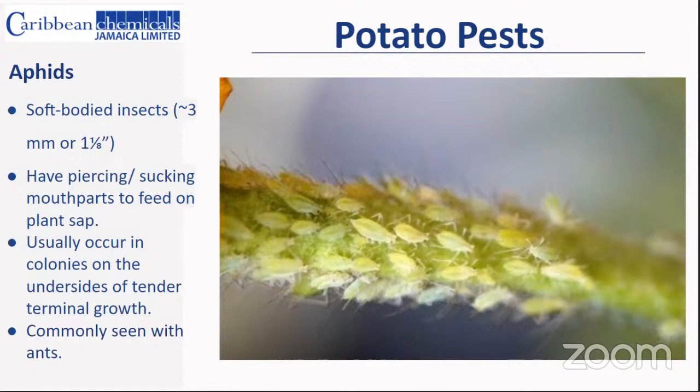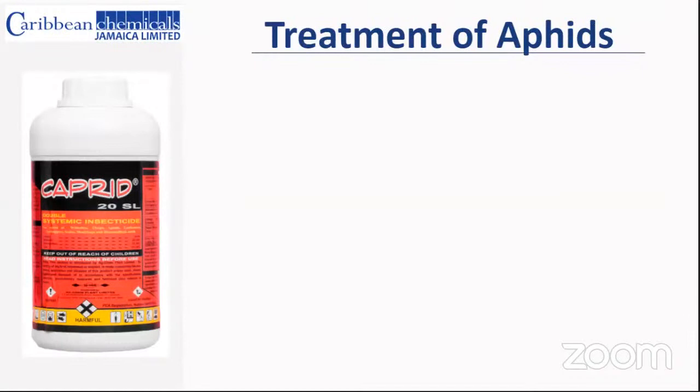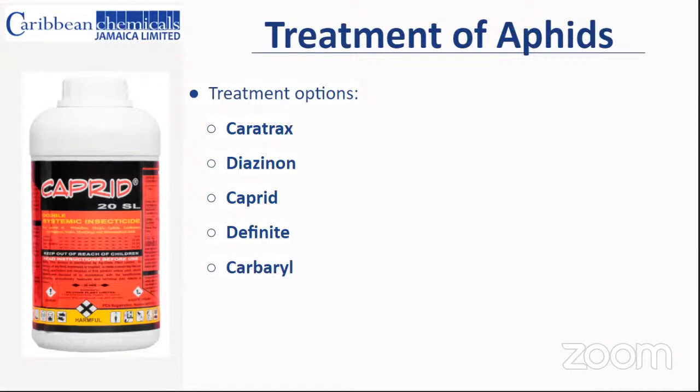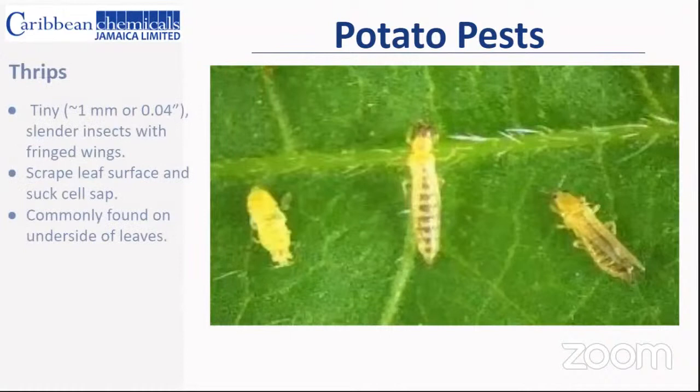However, aphids are pretty easy to control, as we have a number of solutions for that, which would include our Caratrax, our diazinon, our Caprid, Definite, and Carbaryl. But definitely our old faithful Caprid is a one shot, half teaspoon to one teaspoon will control that issue.